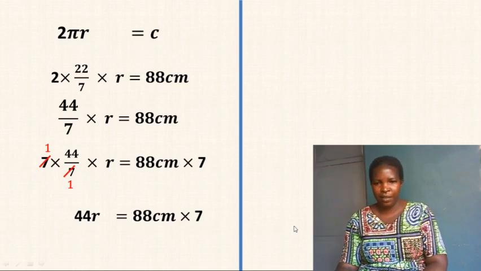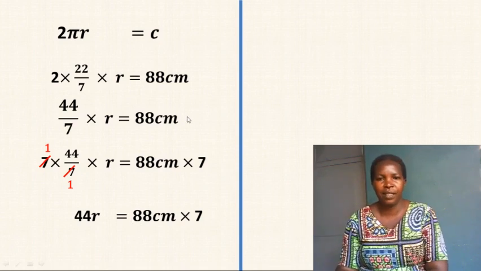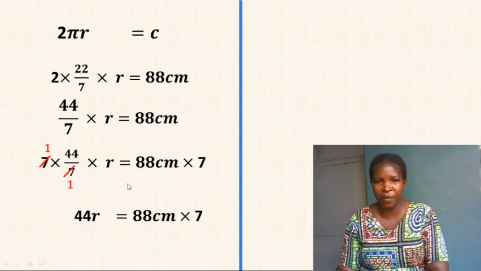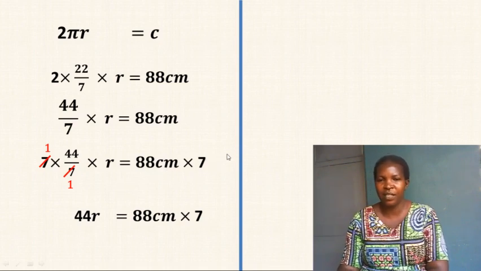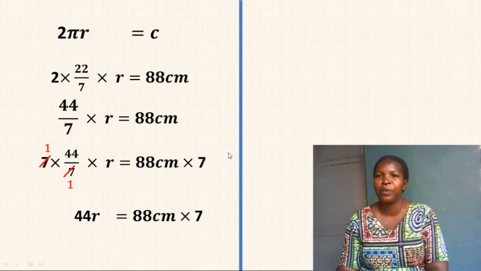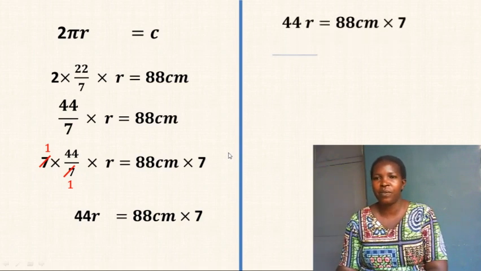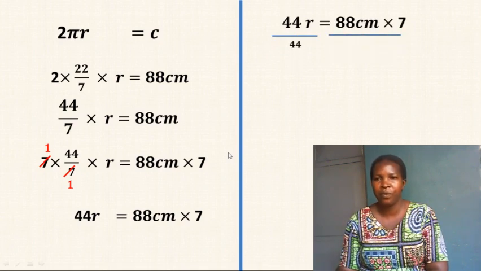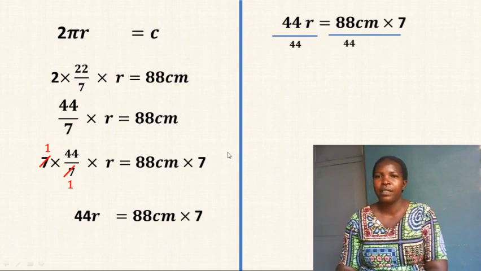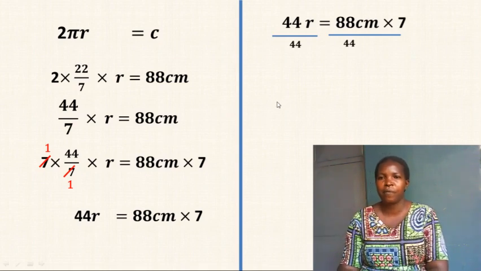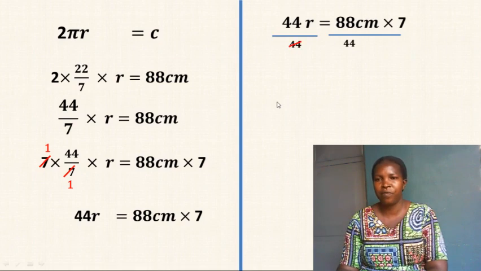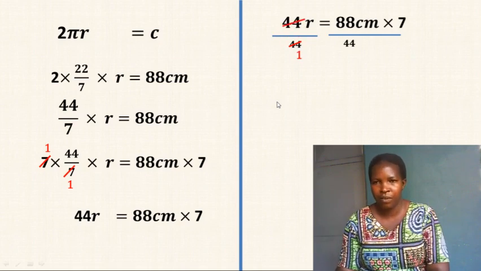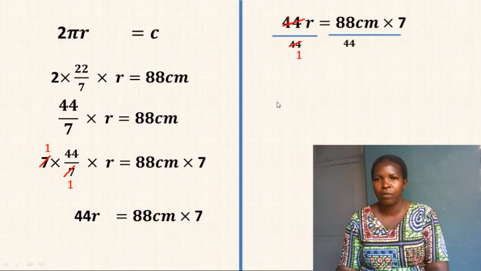My dear boys and girls, we need to proceed. What is our next step? Remember, our target is to look for the radius. Somebody is telling me the next step we are going to divide throughout by 44. Good. So now, our next step is to reduce. What is 44 divided by 44? Somebody is telling me the outcome is 1.